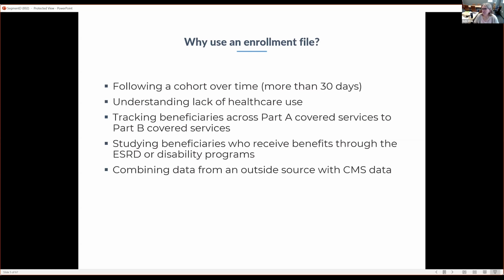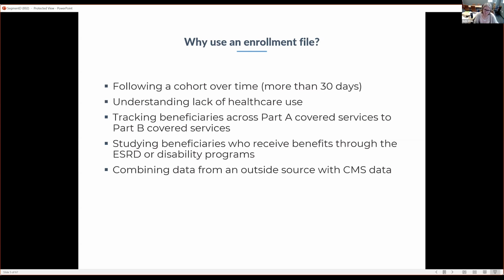So if you want to follow a cohort over time, and I say more than 30 days, because the honest truth is that people can die, people can lose their coverage. And these things happen regularly, so you need to make sure that the people you are tracking, and the inference you're drawing from whether or not you see things, is correct.